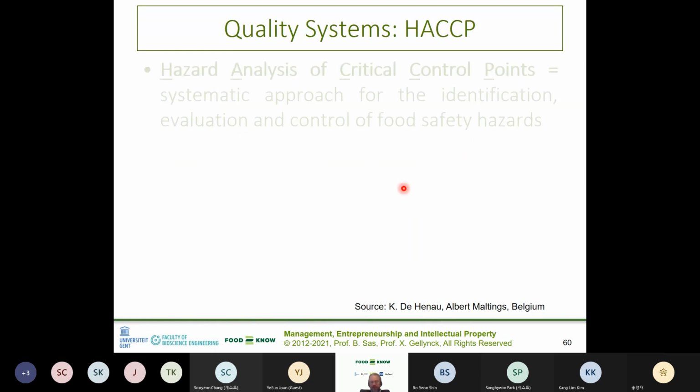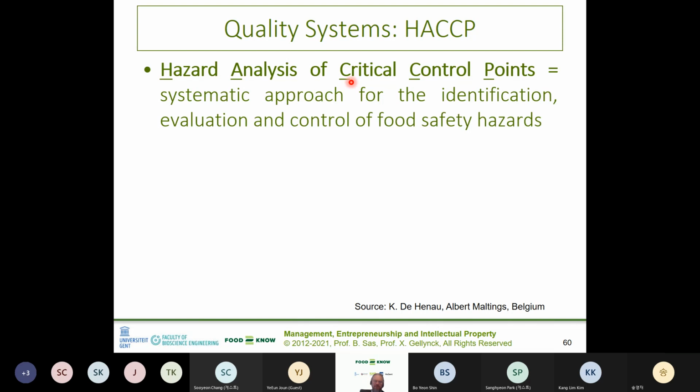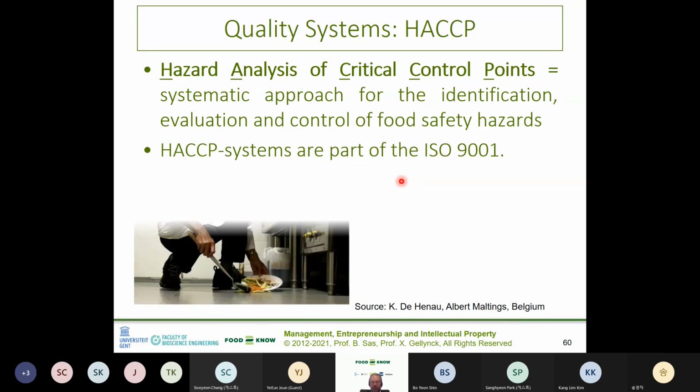Quality systems, HACCP, so Hazard Analysis Critical Control Points. It's doing an analysis of your production process, for instance, also specifically for food, and seeing where things can go wrong and what the impact would be on your customers, on the consumers. But this is also part of a course of my colleague Lisbeth Jacksens. These HACCP systems are part of the ISO system.